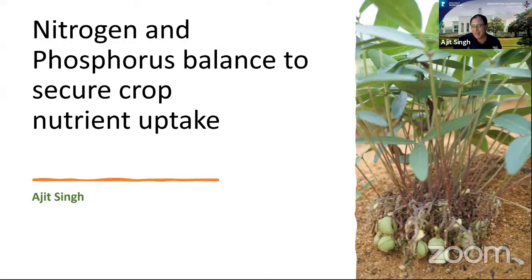So plants have to produce enough of N and P, that is proteins and other compounds that have P, and we rely on those proteins for all growth and development.